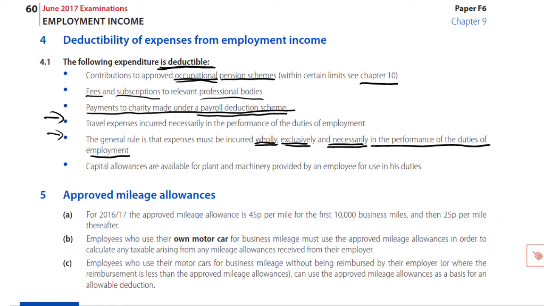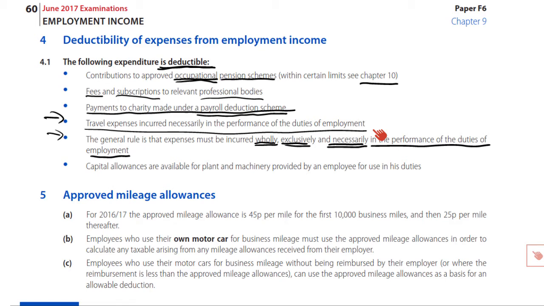Now, if you personally incur travel expenses, the probability is that your employer will reimburse you in relation to those travel expenses. So you will not incur any net expense, and there'll be nothing to deduct from your employment income and nothing to assess you on in relation to the reimbursement of your necessary travel expense that you incurred there. But if you did incur them personally and they were not reimbursed or fully reimbursed, then travel expenses incurred necessarily in the performance of the duties of employment would be allowable deductions.